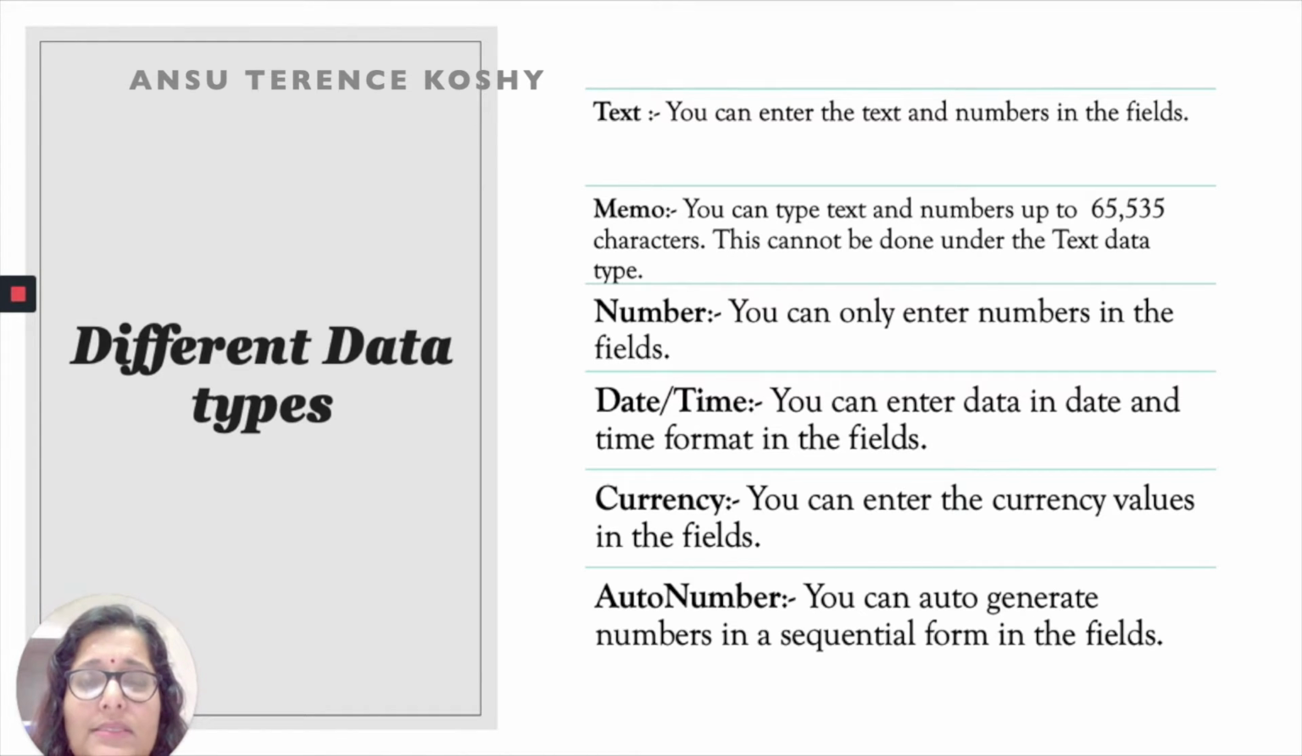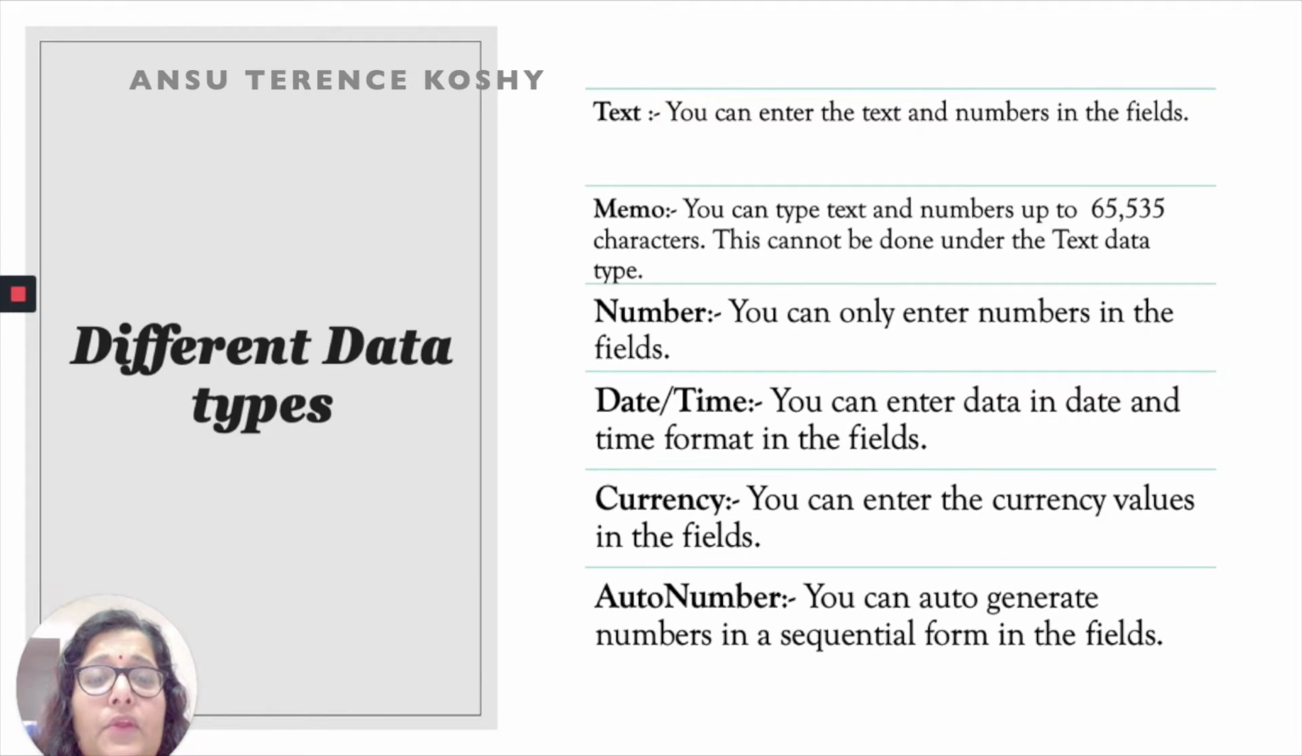The next one is memo. If you want to enter longer data, that is longer text content or longer numbers, up to 65,535 characters are possible with the help of a memo. Every alphabet or number that you insert is a character. This cannot be done under the text data type. That is, the text data type has certain restrictions for the amount of text and numbers that you insert. Memo has a longer length available to enter.